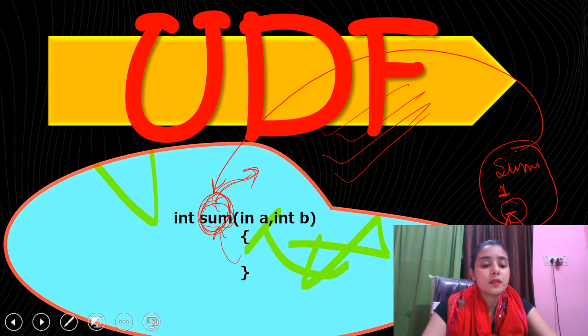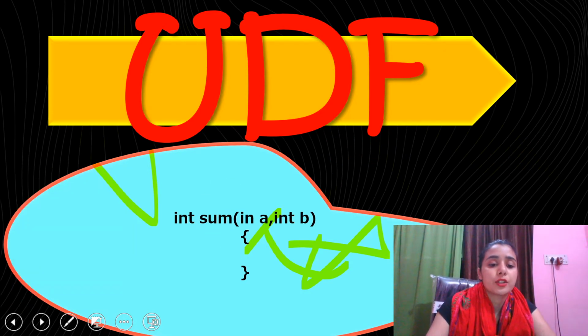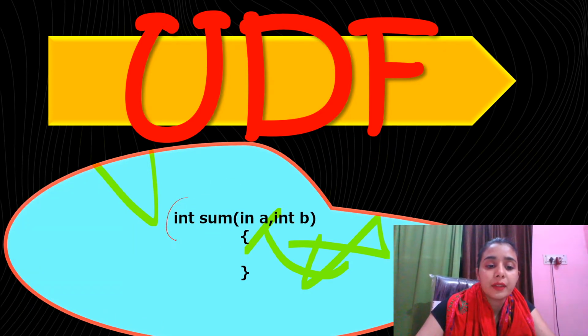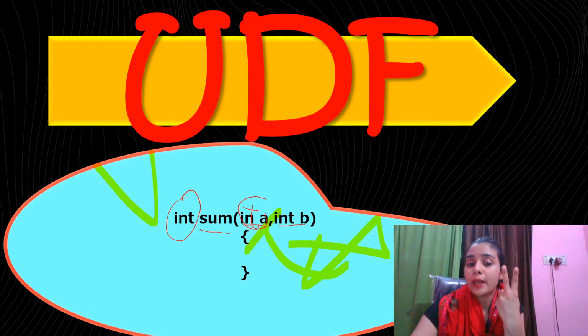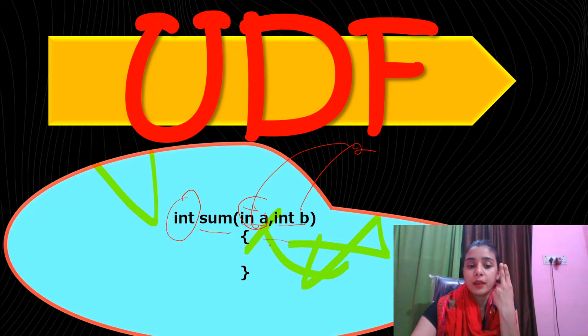Okay, so in this program, I have given the return type. My function is going to return an integer value, and the name of my function is sum. Now I have given int a and int b, right? So that means it is receiving two values, and both the values are integer type. And whatever work you want to do, that will be the method body.